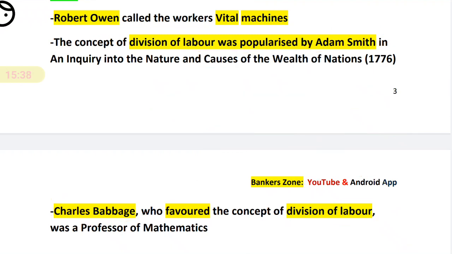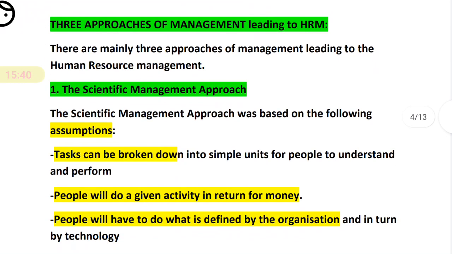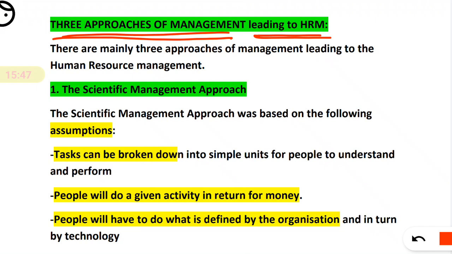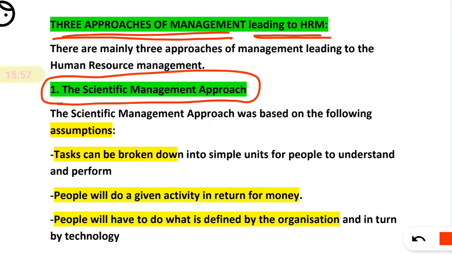So here is the next. We will discuss the three approaches of management. There are three approaches of management which lead to HRM, that is human resource management. So what are the three approaches? We will discuss one by one. So very first and the most important, we will discuss here the scientific management approach, which was favored by whom?